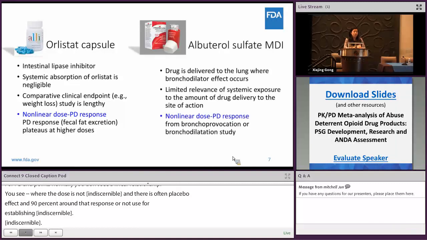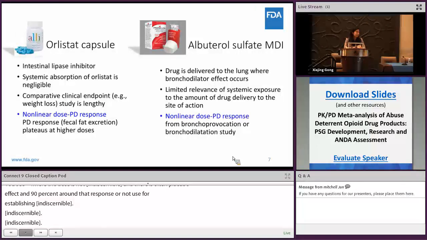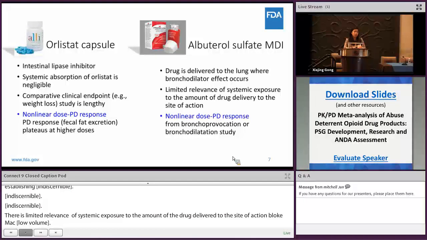On the right is a product we've discussed a lot in the morning. It's albuterol, a metered-dose inhaler, and it's locally acting. It's delivered to the lung, where the bronchodilator effect occurs. And there's limited relevance of systemic exposure to the amount of drug delivered at the site of action, so the PK approach is not applicable. For this product, for the PD study, there are two options. One is a bronchoprovocation study, or bronchoconstriction study, and the other is a bronchodilation study.